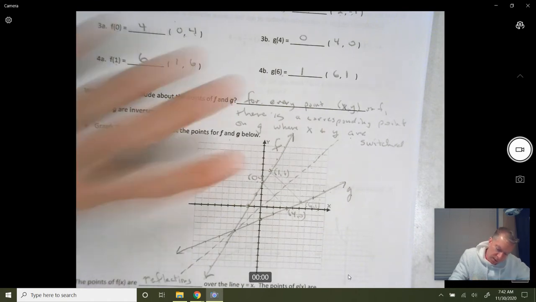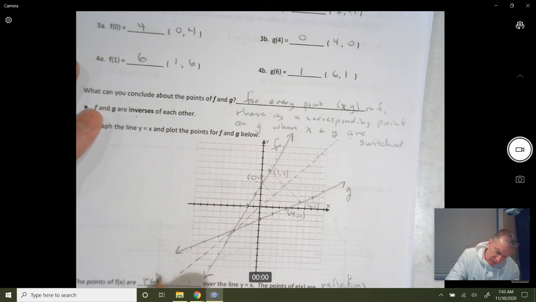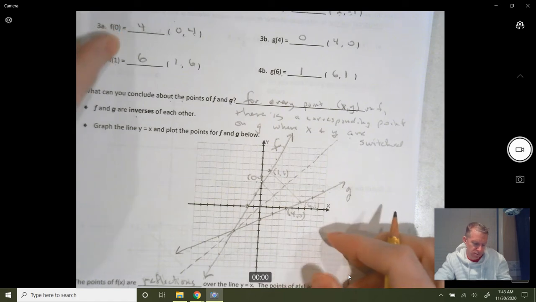Okay, I think we'll do that here. So they are symmetric, and the points of g of x are reflections of the points of f of x. I think they're just reflections of each other. Reflections over the line y equals x. Okay, let's go to the next page.